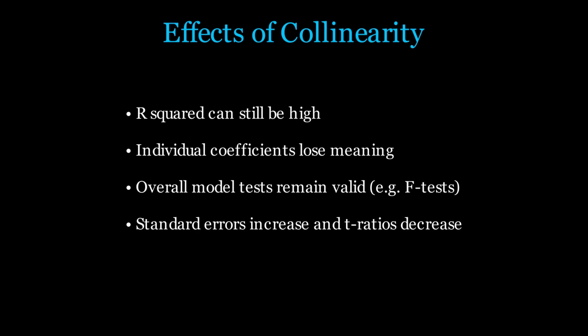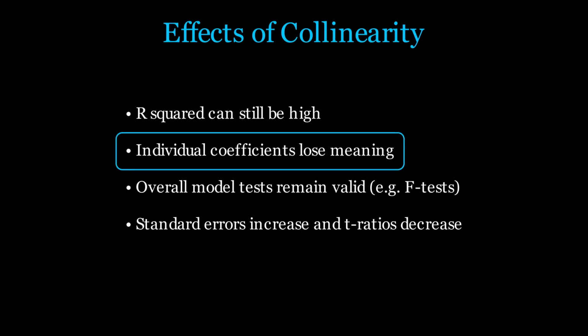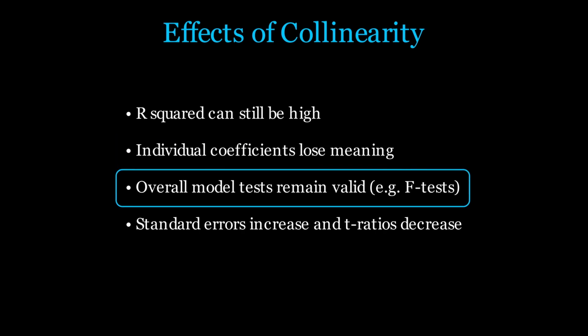The presence of collinearity has the following effects on the regression model. For a model with collinearity, R² can still be very high, or even 100%, indicating a strong overall fit. However, individual coefficients may not have a unique interpretation because many different coefficient sets can produce the same fitted values. Fortunately, the overall error variance estimates in f-tests remain valid, so you can still trust tests about the overall quality of the model.